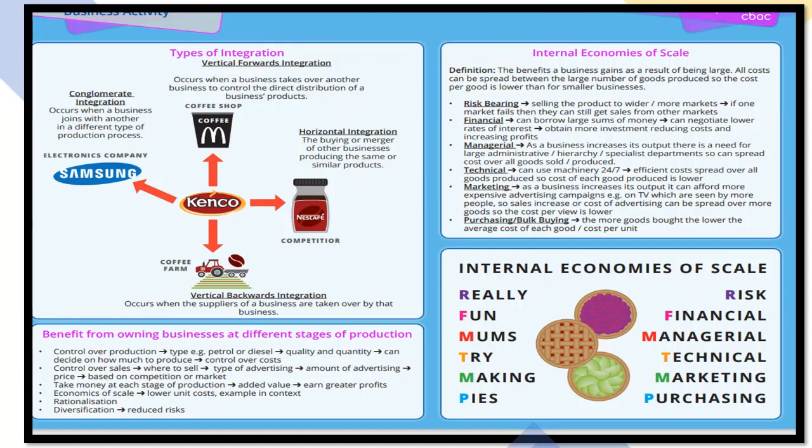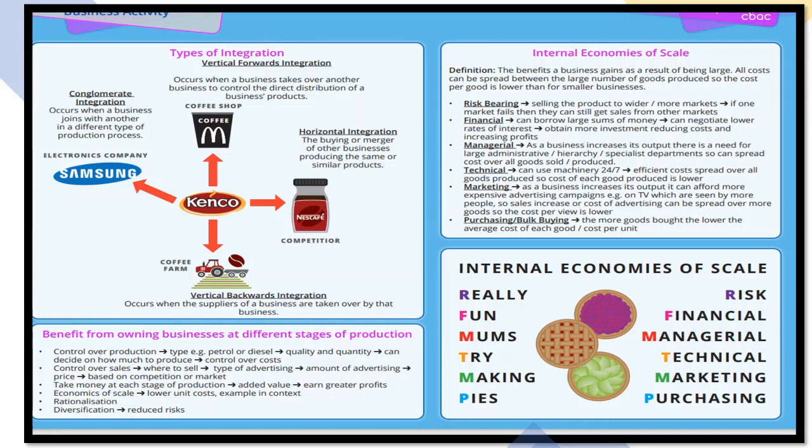Horizontal integration is a buyout or merger of another business producing the same or similar products. So, like Kenco buying Nescafe and then merging together. And vertical backwards is when your business will take over the supplier. So Kenco would buy maybe a coffee bean farm.